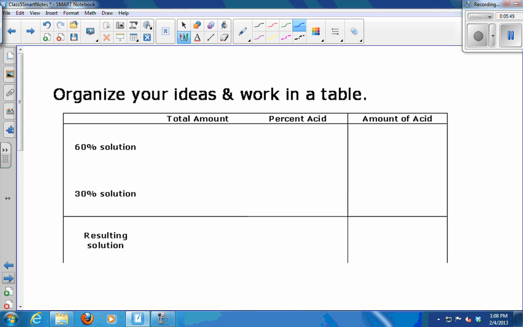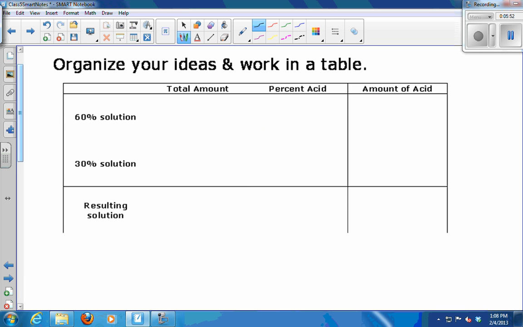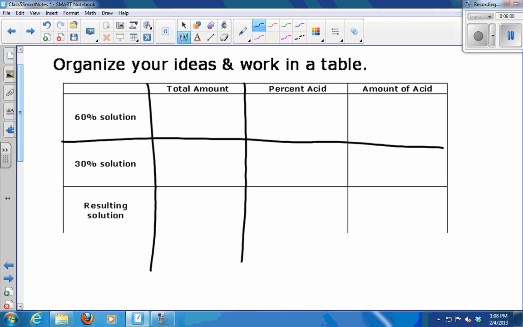So once you have your diagram, organize your ideas and work into a table. Okay. So I'm using a common model because there are percents in this question. I'm going to use whole times percent equals part. So this is whole, percent, part. And in this case, the whole is the amount of solution, and the part is the amount of pure acid in the solution. Because a solution is made up of some acid and some water.